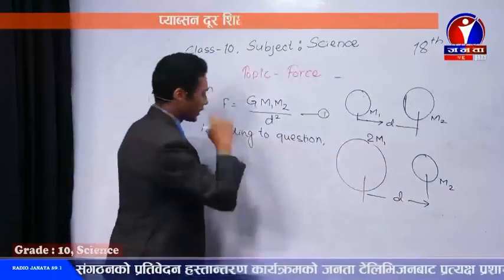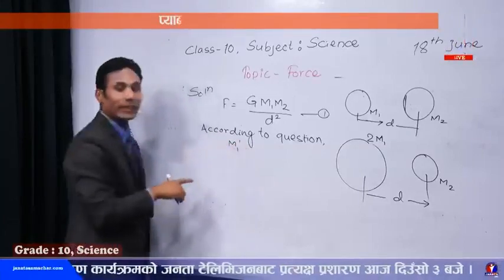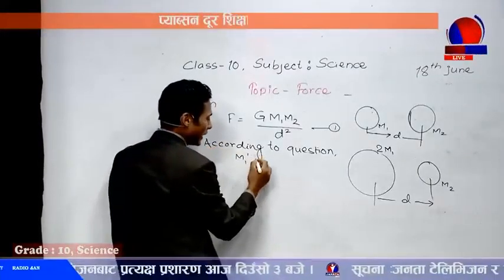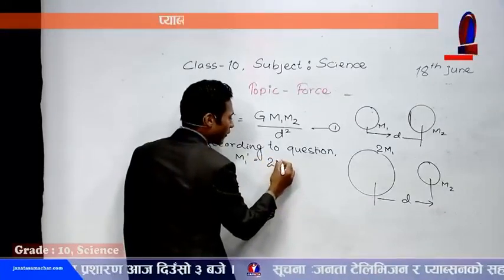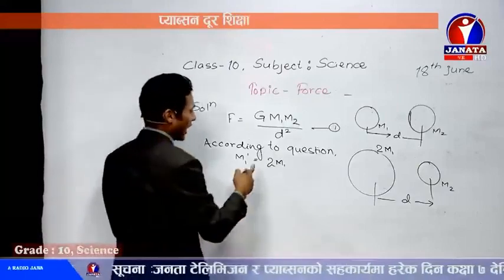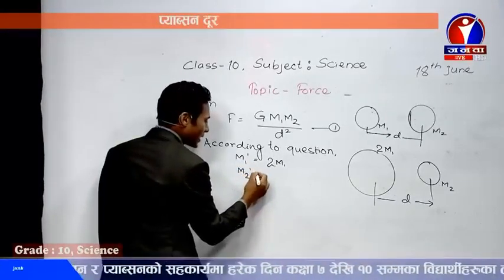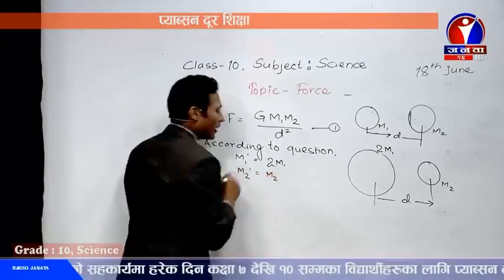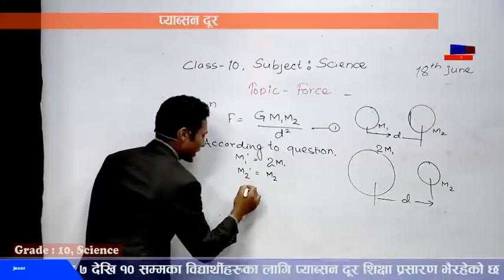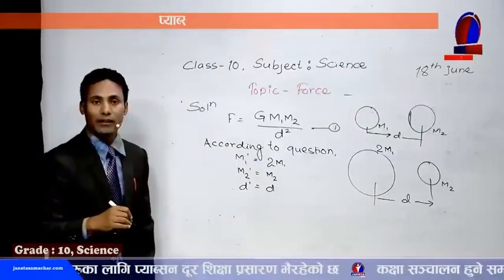So according to the question, let's say this is m1 dash. It is a new mass in the second condition. So m1 dash equals twice of m1. That is what the question says: one of the masses is doubled. So I have doubled this first mass. The next one, m2 dash, is as it is, that is m2, because we have doubled only one. And the distance between them, d dash, is again the same distance.